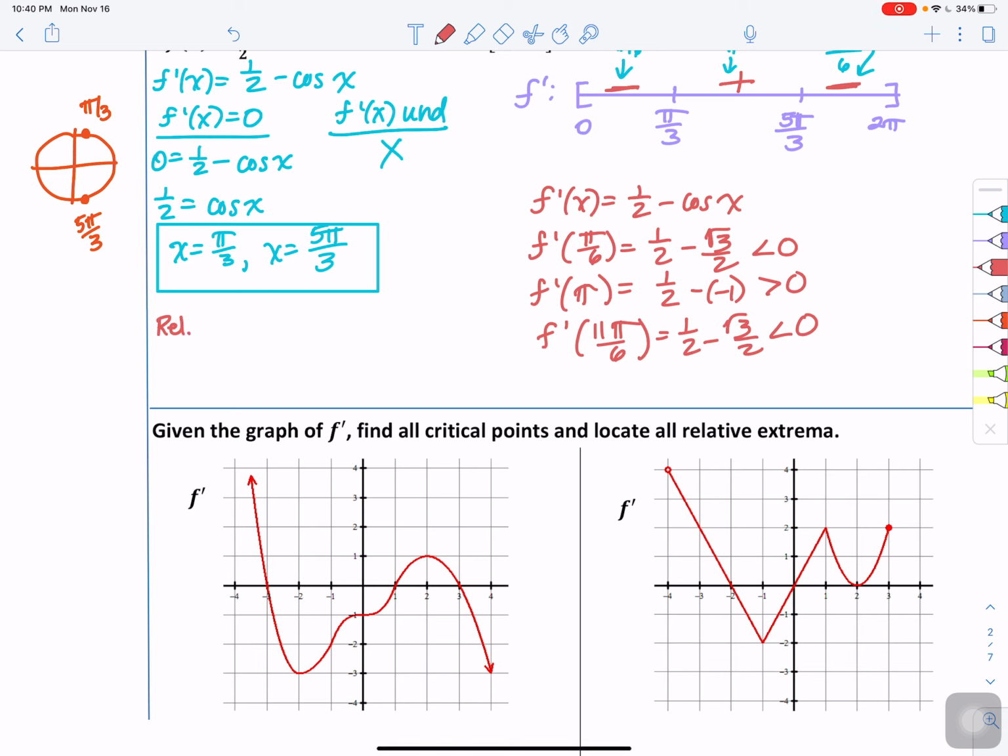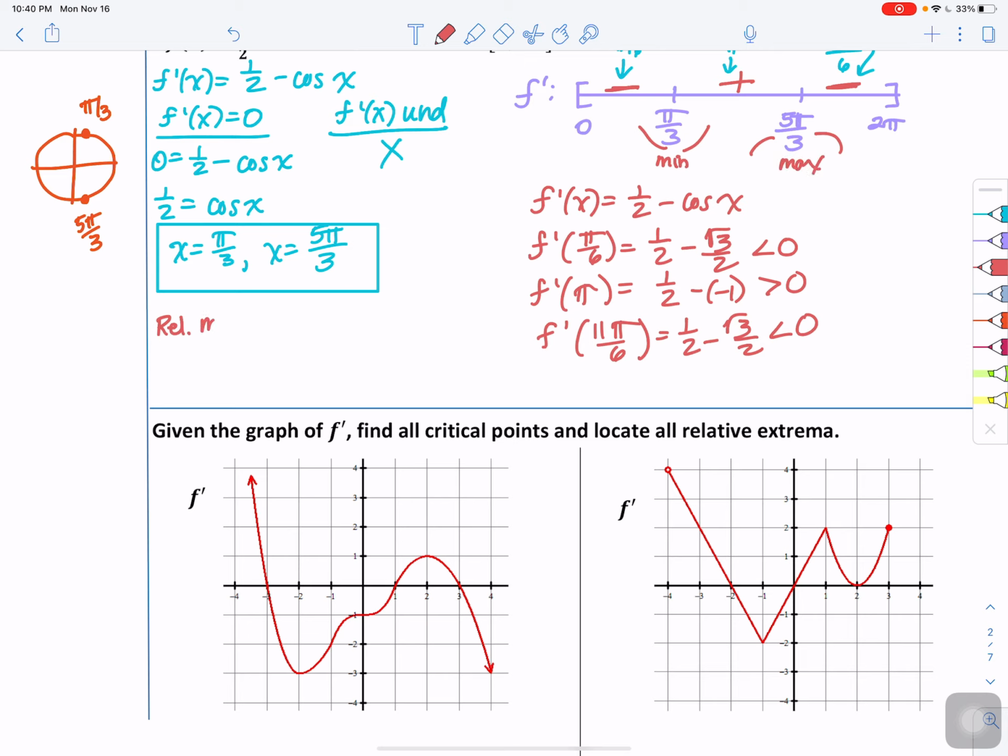We have a relative, so we're decreasing and increasing, increasing and decreasing here. So, I don't know if I drew those right. We'll just take a look at those. Increasing, and then increasing and decreasing. That's what I meant to do. So we have a relative min and a relative max.